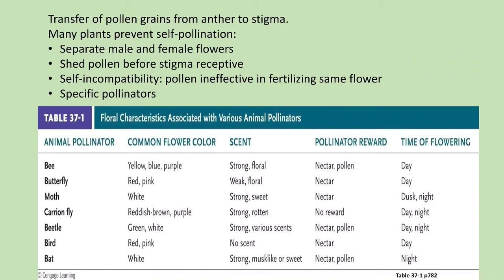Okay, butterflies tend to like red and pink. Moths are attracted more to white flowers, and that's mostly because moths come out at night. Okay, you can see scent. Scent may also change with different pollinators.